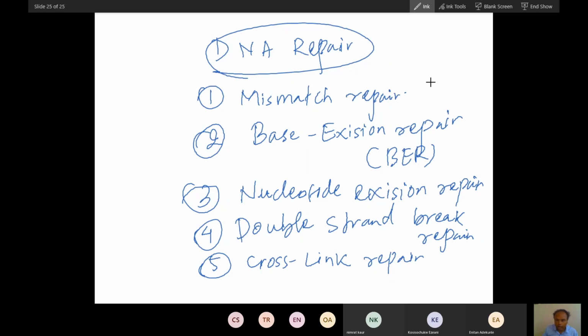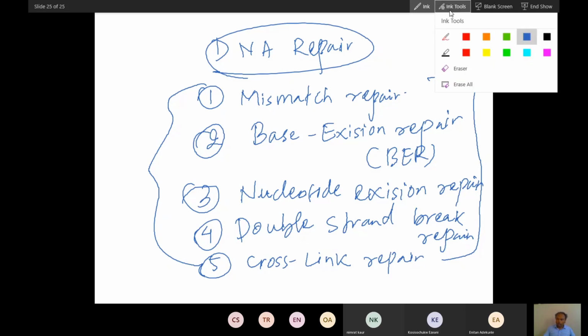So go and read this, because I want to finish the full repair mechanism, DNA damage and repair, in one class, so that we will finish your genetics a bit faster. Cooperate with me and try to read. Genetics is not that easy, at least for you people, because you are beginners. These 5 types of repair are there: mismatch repair, base excision, nucleotide excision, double strand break repair, and cross-link repair. Don't spend too much time, just read a little bit, because 5 things are there, so you will be confused in that class. With this, I finished today's class.